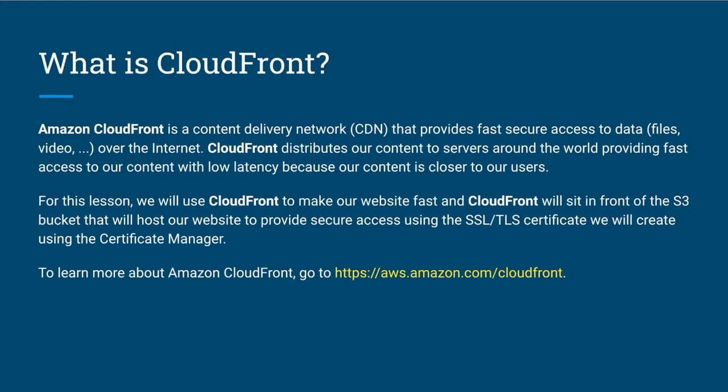Amazon CloudFront is a content delivery network that distributes our content to servers all around the world, making our website appear much faster because our content is closer to our users. For this lesson, we will use CloudFront to make our website fast, and CloudFront will sit in front of our S3 bucket and provide secure access using the SSL certificate we will create using the Certificate Manager. To learn more about Amazon CloudFront, go to aws.amazon.com/CloudFront.